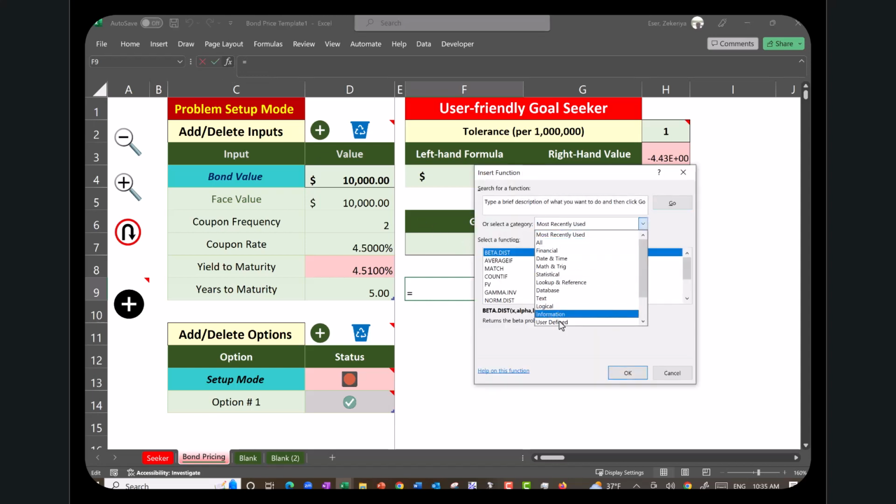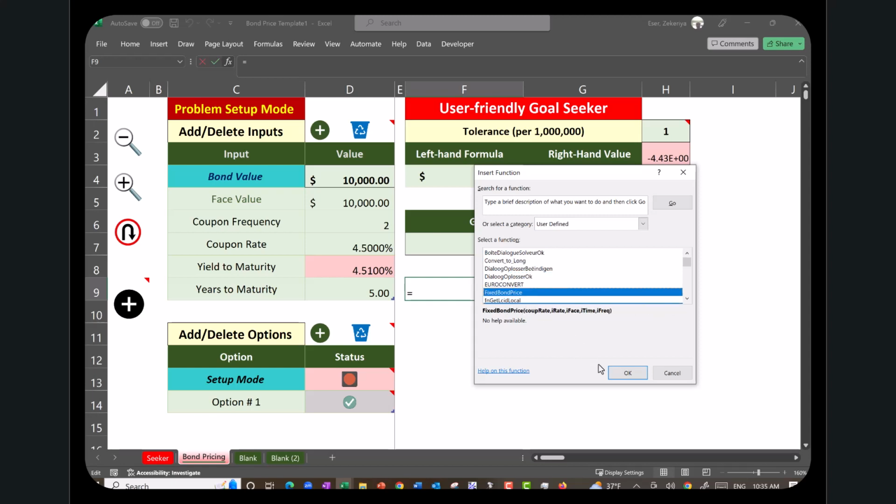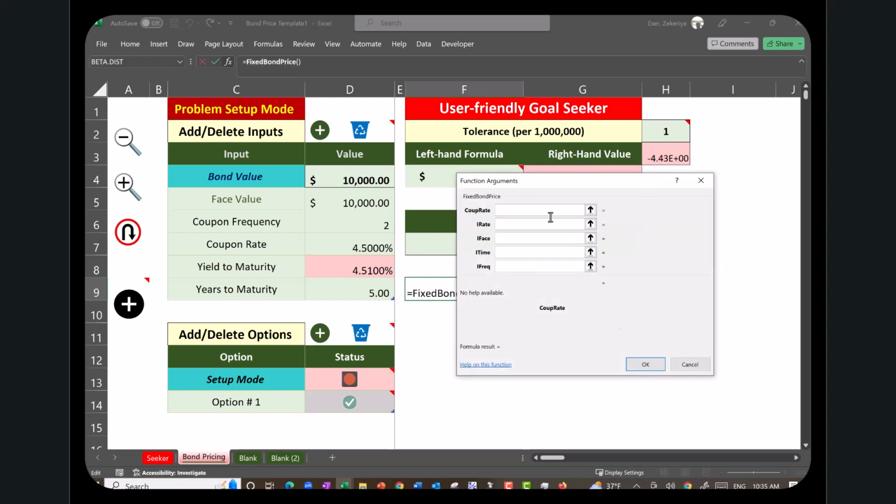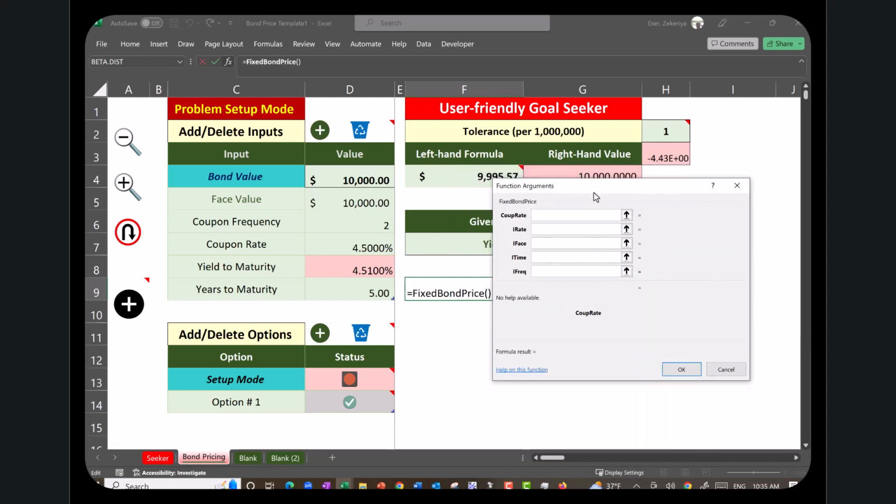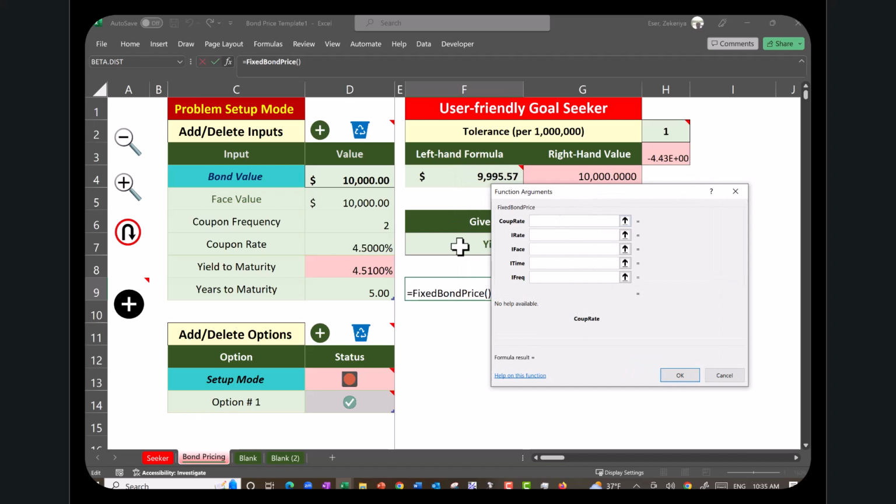and go to user defined. I don't know why there are so many Dutch stuff here. And just find your function, fixed bond price, okay. Now I can enter my inputs. My coupon rate, right here.